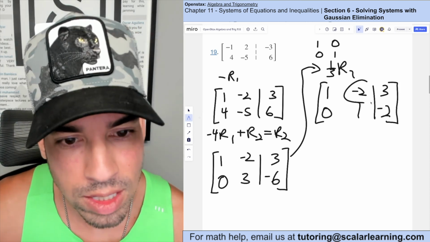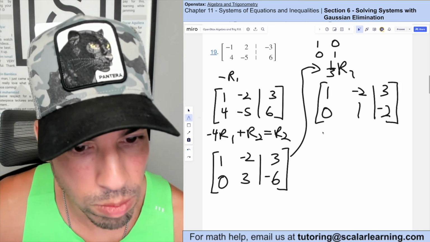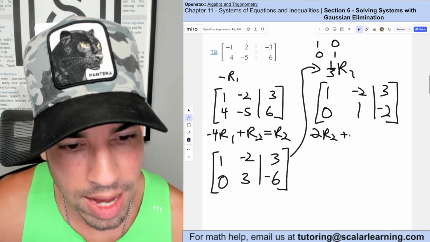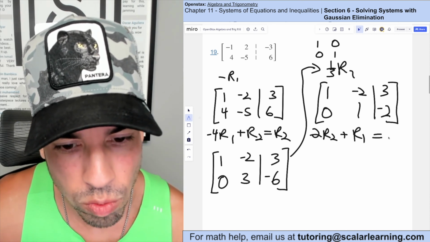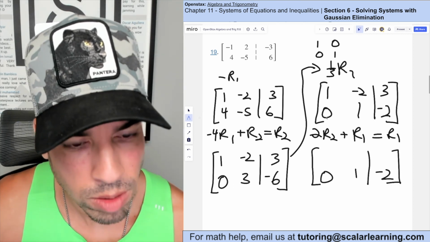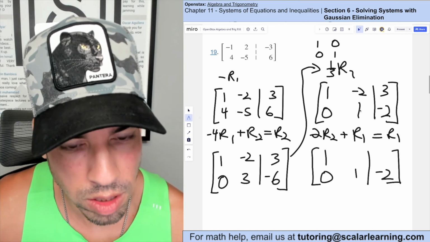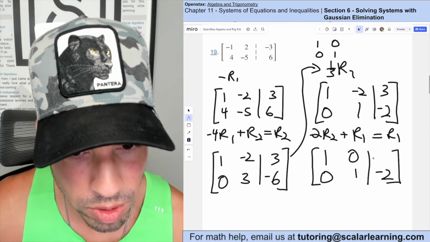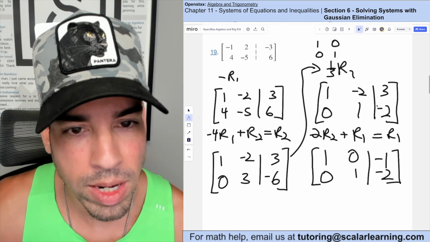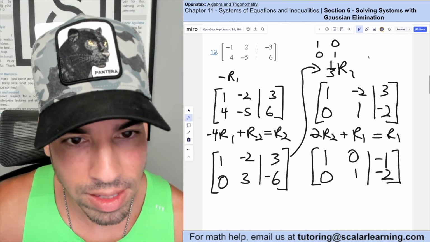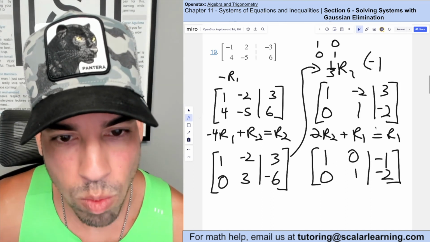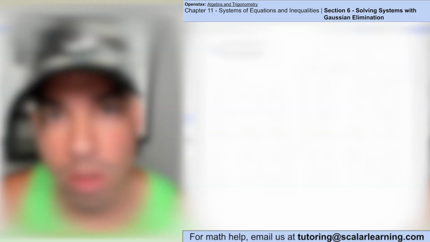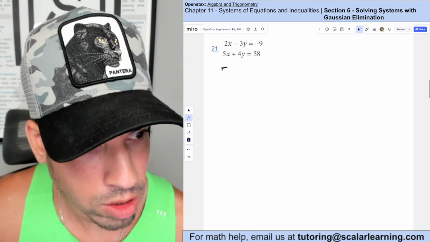Great. Last but not least, we got to flip that to a 0. So I'm going to multiply row 2 by +2, and then add that to row 1 to get a new row 1. Let's write that out. So we got 2 times 0 plus 1 is 1, 2 times 1 is 2, plus -2 is 0, and then 2 times -2 is -4, plus 3 is -1. And there we have it. We got our two solutions. We got x is -1, y is -2. There's your answer.